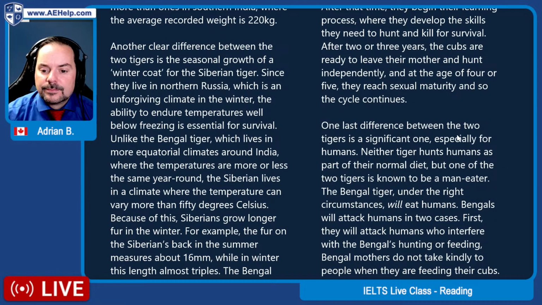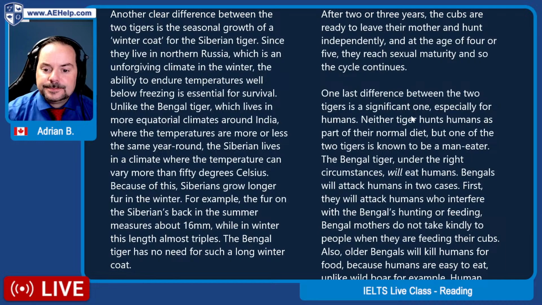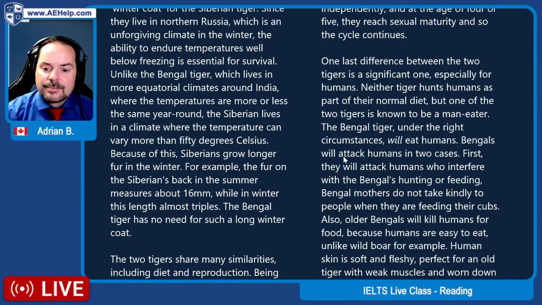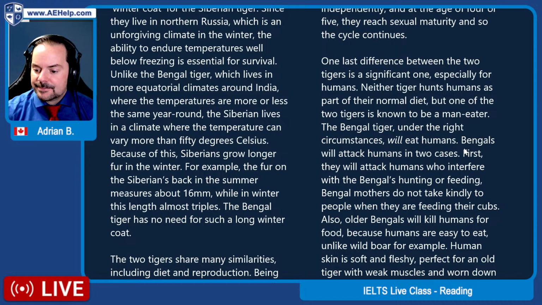One last difference between the two tigers is a significant one, especially for humans. Neither tiger hunts humans as part of their normal diet, but one of the two tigers is known to be a man-eater. The Bengal tiger, under the right circumstances, will eat humans.